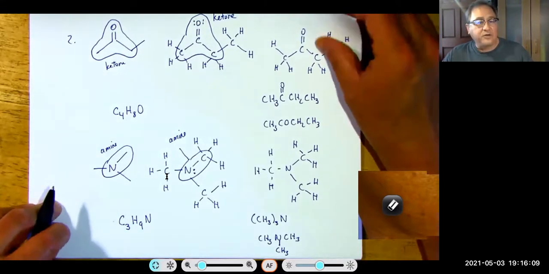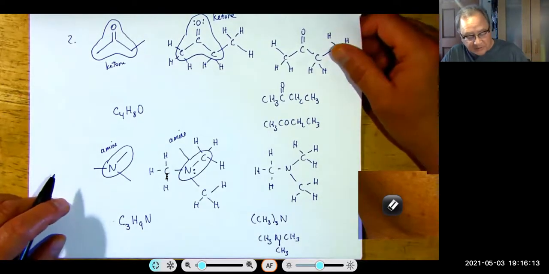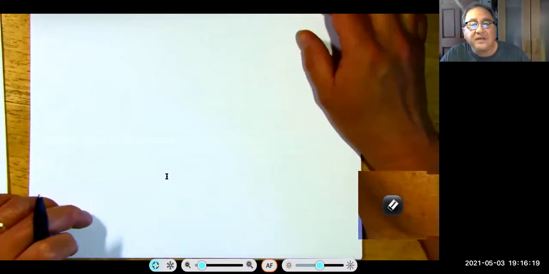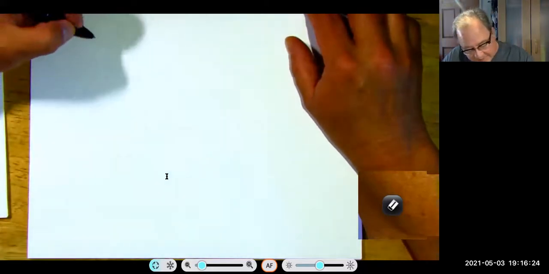Okay, for the molecules in problem 2, draw one structural isomer of each. Now, what are we going to do about this guy?